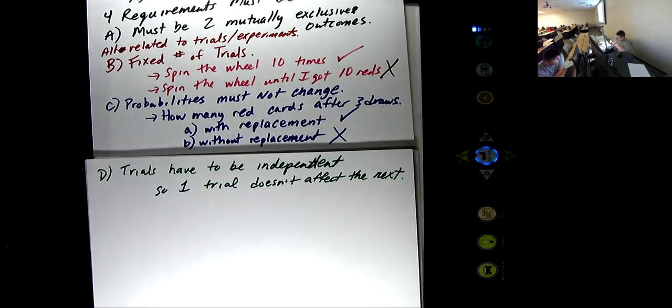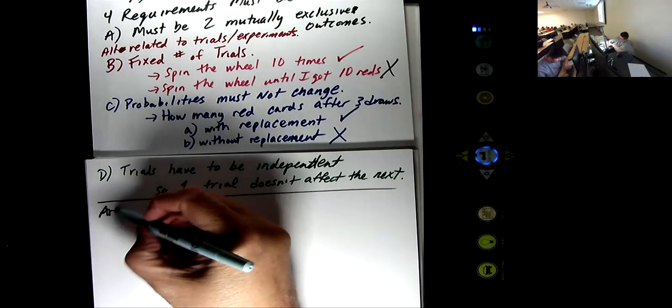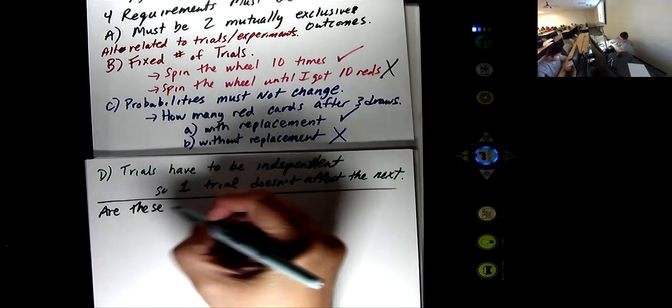Some examples. I've got a red cap on a black pen, which means I've got a red or black cap on a red pen, which means I have a red cap on a black pen somewhere here. Right here. There we go. Are these binomial?